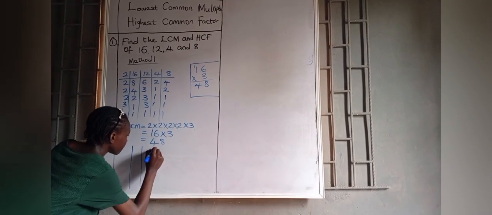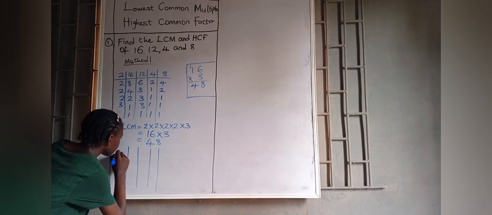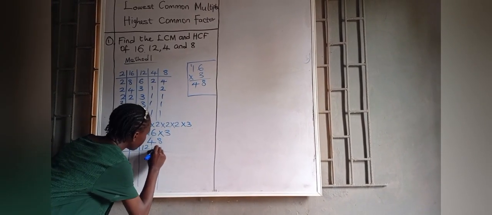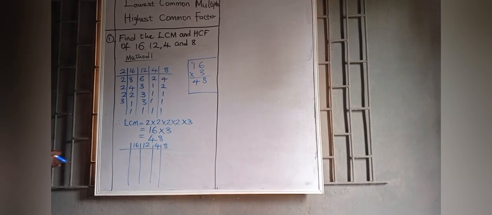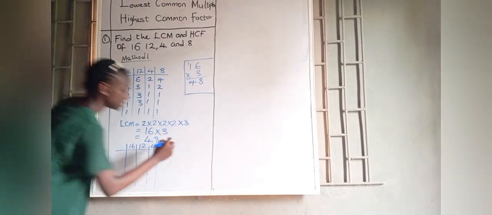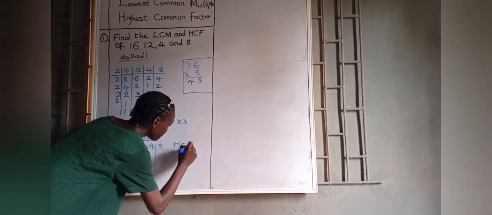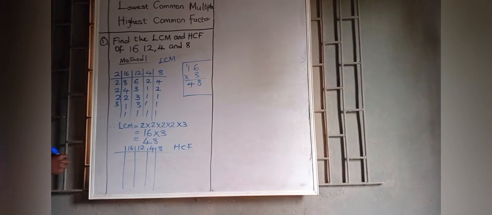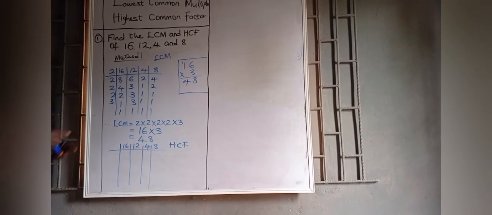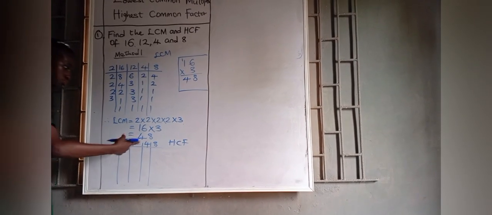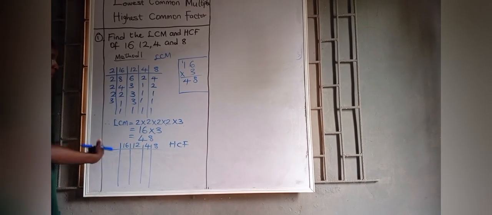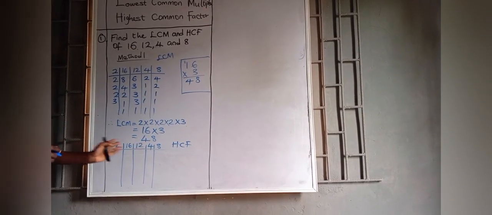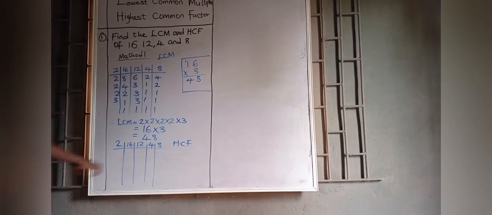So finding the HCF, I have 16, 12, 4, and 8 here. So using this method, for the HCF, we are going to use prime factor also to divide it through. What can divide all of them at once? So I'll use 2. 2 is an even number because all these are even numbers. So 2 is the right prime factor that can divide them all.